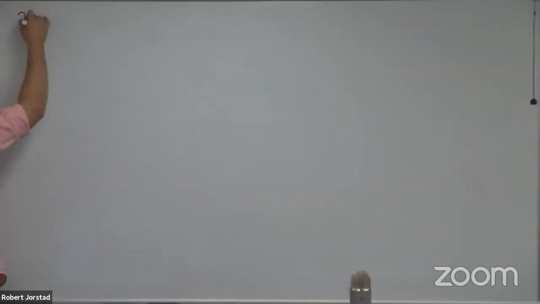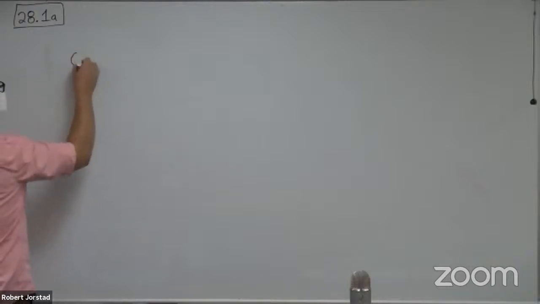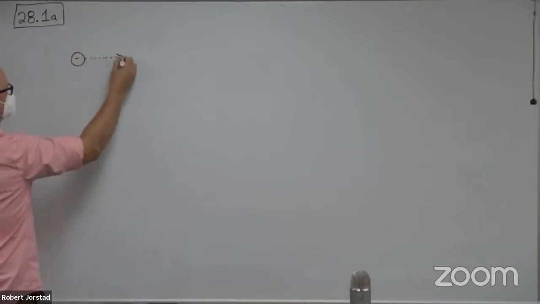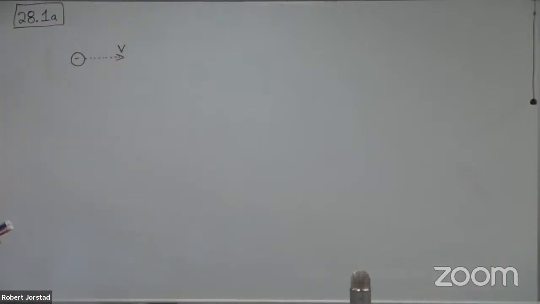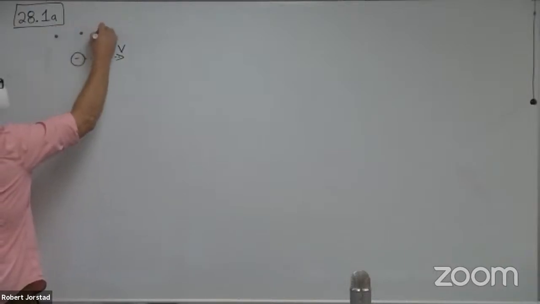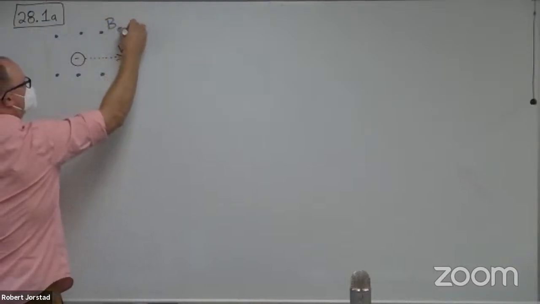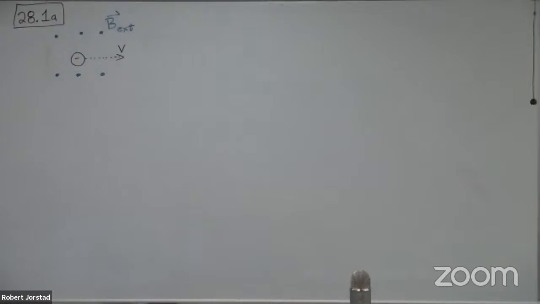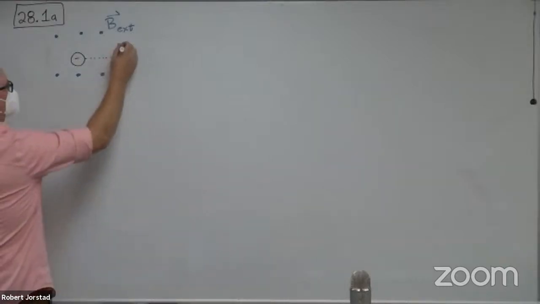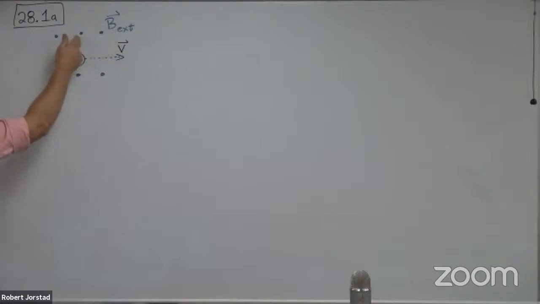What did I say this is? This is 28.1A. So I'm going to try and color code these just so I know my solution. I've got a charge moving this way. There's its speed V. There's a B field. I'm going to use blue for that. That's B external. I guess I could put an arrow on this. It doesn't matter. You could have a magnitude and the direction, or you could have a vector with the direction.